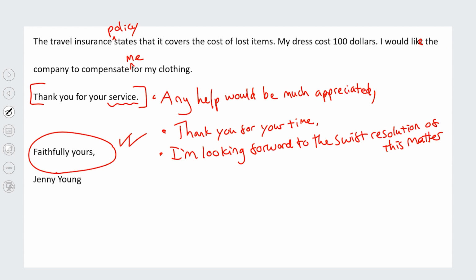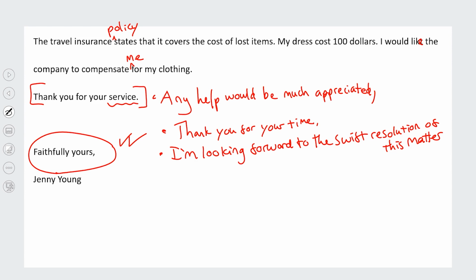So if you'd come back off holiday, you'd lost your dress, you would have read back through the paper, the terms and conditions to check. So probably you would naturally say, the travel insurance policy or my insurance policy states that it covers the cost of lost items. My dress costs $100, and I would like the company to compensate for my clothing. So I think that's fine overall.